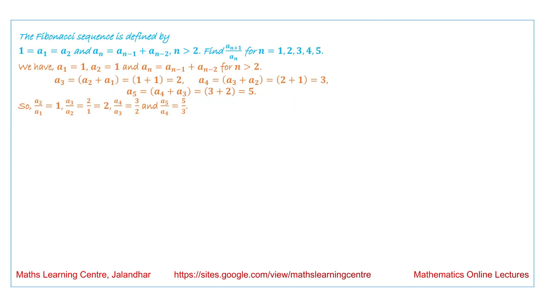Next is the Fibonacci sequence. It is a special kind of sequence. Its name is given over here. It is of the form a1 is equal to 1, a2 is equal to 1. The first 2 terms are fixed.